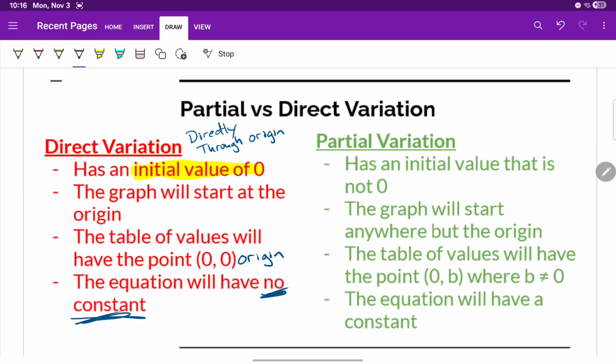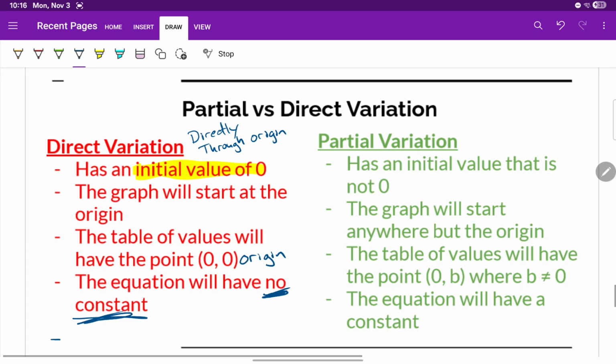Right, so there's a couple key points with direct variation. The most important thing is that the initial value, and I actually should probably put that down, the initial value equals 0. Okay? For partial variation, basically partial variation is everything else. Partial variation has an initial value.